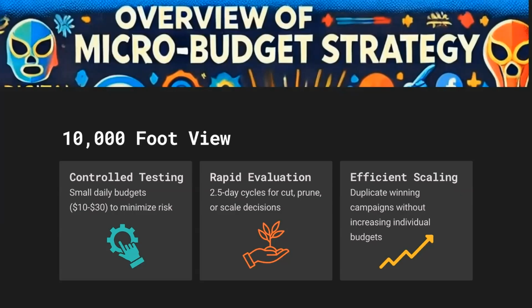And here's what I like to say. Every 2.5 days, I am looking at whether I'm going to stop it, cut it, pause it, or if I'm going to duplicate the campaign. Not raise the budget, just duplicate the campaign. I want to bring more shovels to the gold yard.